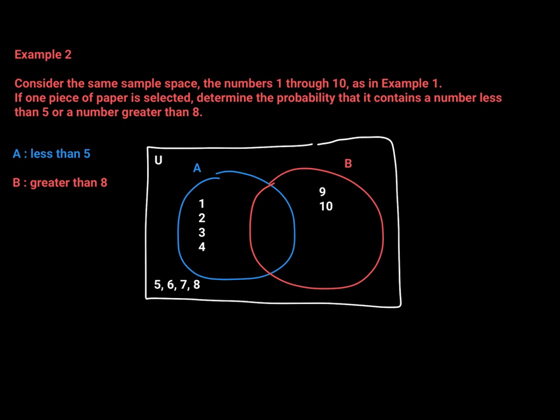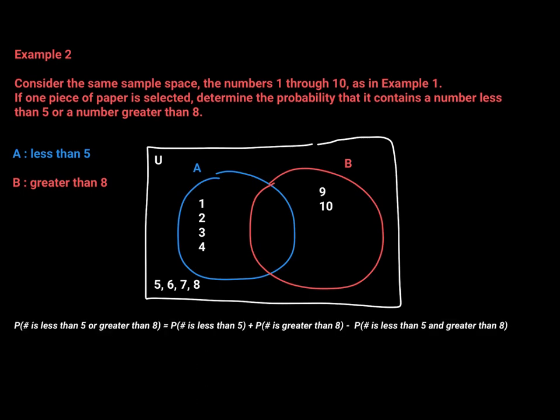All right, now let's figure out the probability. Let's get our addition formula going. I know it's kind of small, but I was able to fit it all. So the probability, this is what they're asking for, the probability that the number is less than 5 or greater than 8, here's our addition formula. The probability that the number is less than 5 plus the probability that the number is greater than 8 minus the probability that the number is less than 5 and greater than 8.